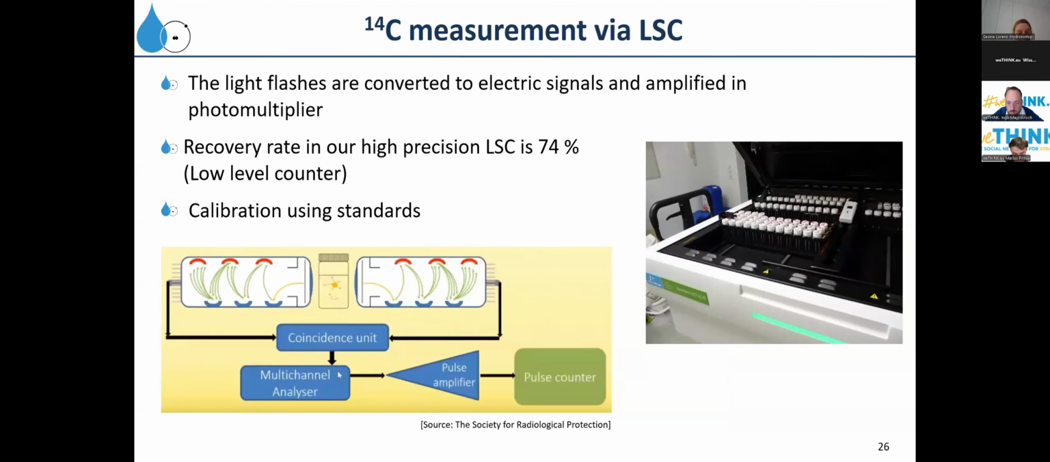The light flashes are converted to electrical signals and amplified in a photomultiplier. The recovery rate in our high precision counter is 74%. It's a low-level counter. We have different ones. And then it's just calibrated using standards.